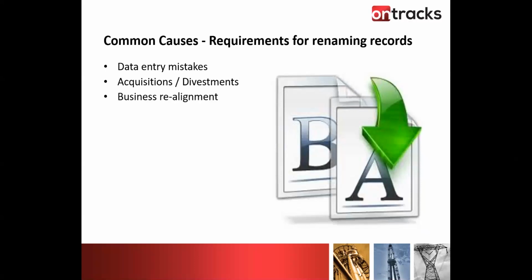Another is a business realignment. You may have had a situation where you implemented Maximo for different facilities in a different way. Each facility was allowed to create their own naming convention, and now you're deciding to realign the business, maybe amalgamate the maintenance organization or the procurement supply chain organization, and you really want to focus on naming things consistently throughout the organization.